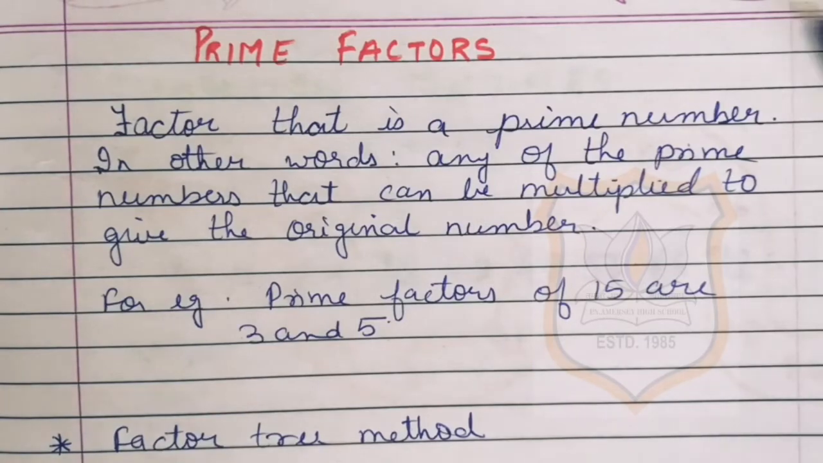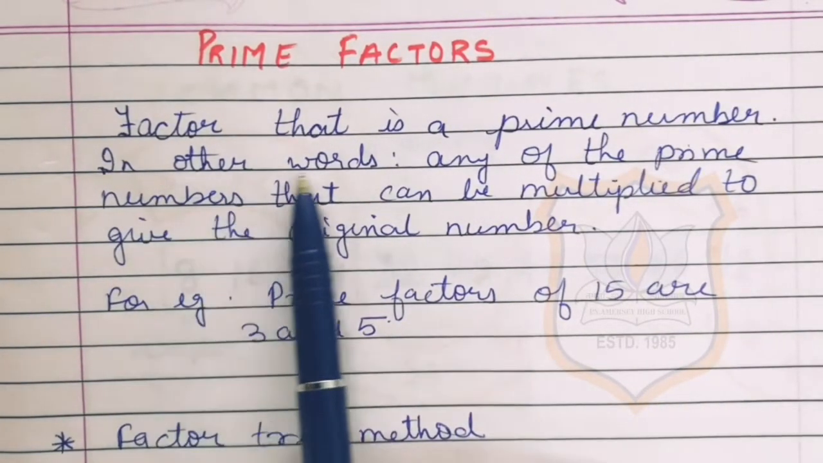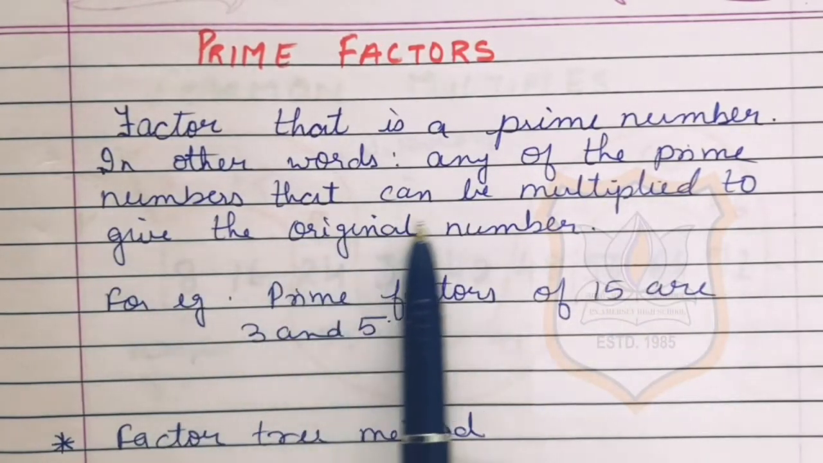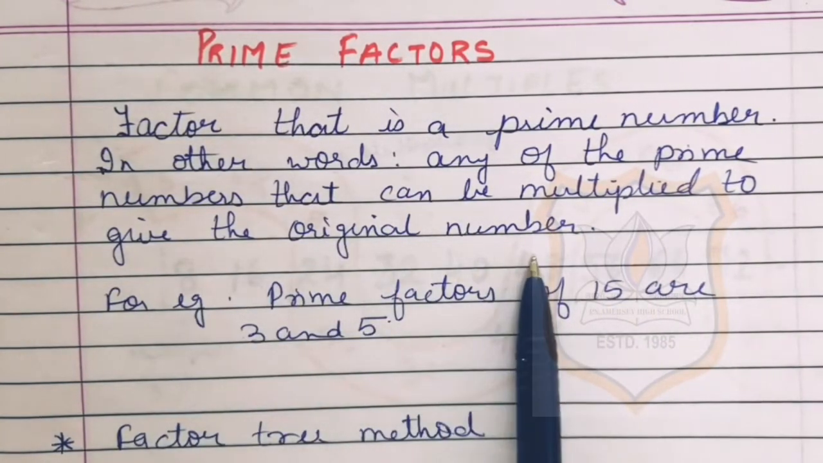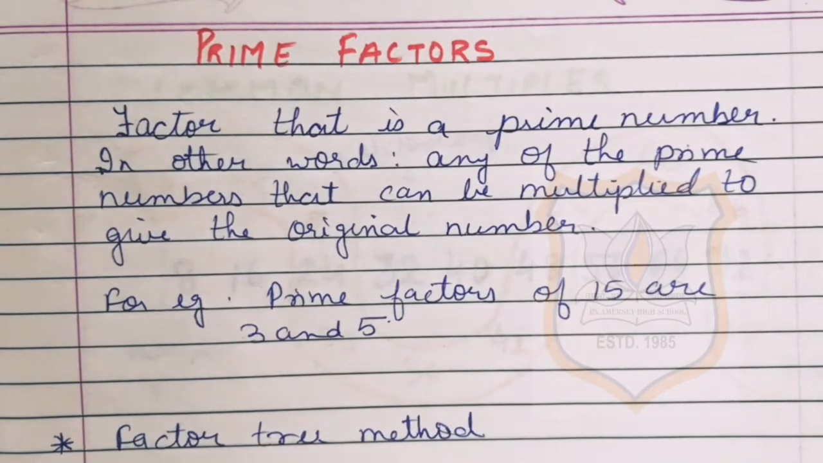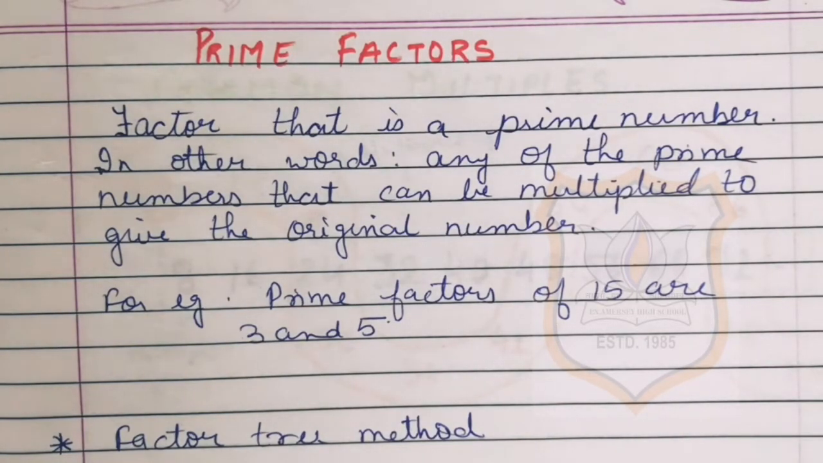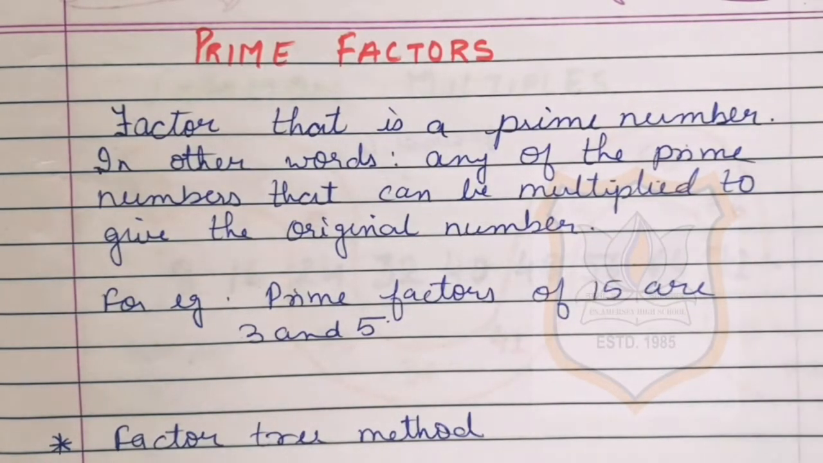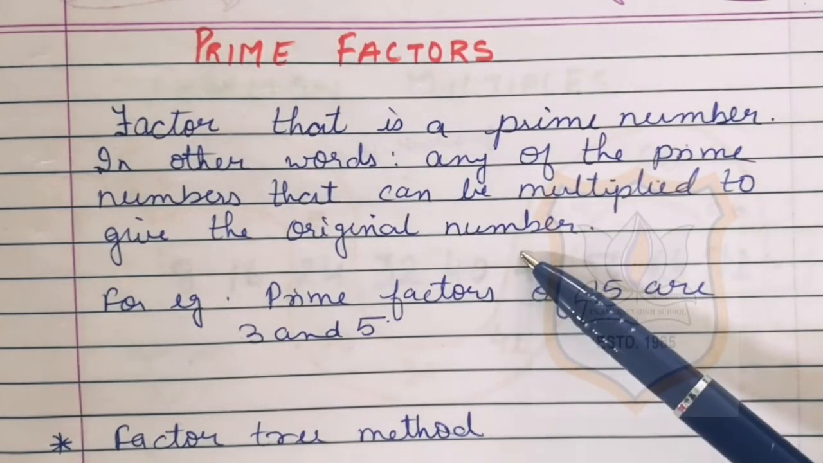Our next topic is prime factors. Factors that are prime numbers. In other words, prime numbers that can be multiplied to give the original number. Prime factors means if we are finding the factors of any number and we get all the factors as prime numbers, then those factors are called prime factors. Or in simple language, if we multiply prime numbers to get the original number, then those prime numbers are the prime factors of that original number.